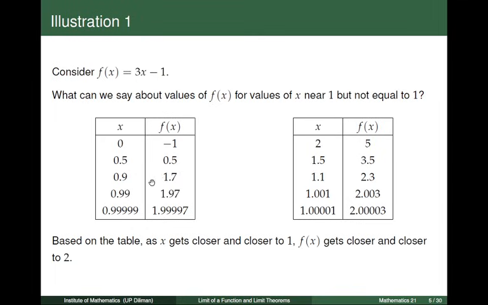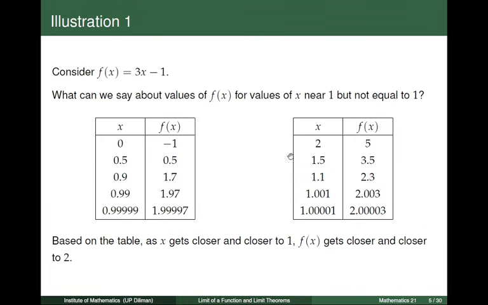So, for example, when x is equal to 0, we plug in 0 to x, and so we get 3 times 0 minus 1 or negative 1. So this is the value of the function at 0. Now, when x is equal to 0.5, we plug in 0.5 here, so we will get 3 times 0.5 minus 1. We get 0.5 as the functional value. And so on. So, in particular, when x is 0.9999, the functional value is 1.99997.